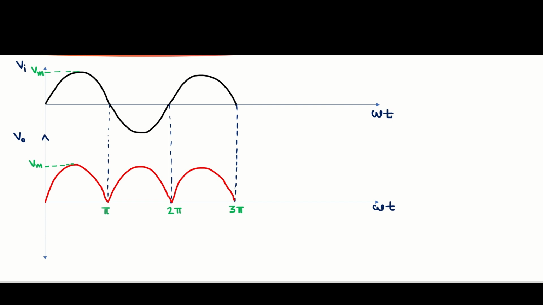First look at the input voltage Vi, the voltage developed at the secondary winding. This is also a sinusoidal signal, pure AC voltage, where the x-axis is omega t and the y-axis is voltage, and the maximum input voltage is indicated by Vm. The output graph of Vo I will explain in just a second. First I will explain the operation, and after that I will return to the output waveform.